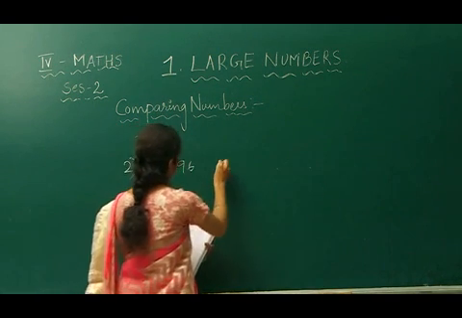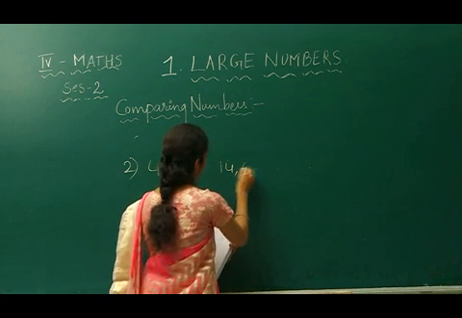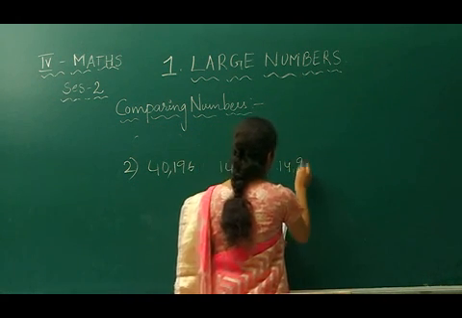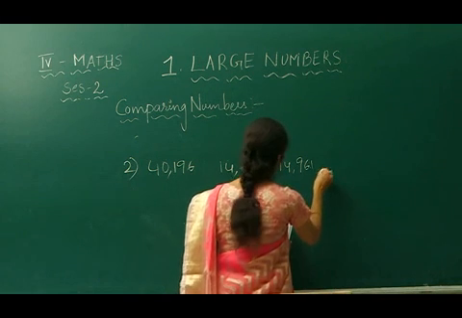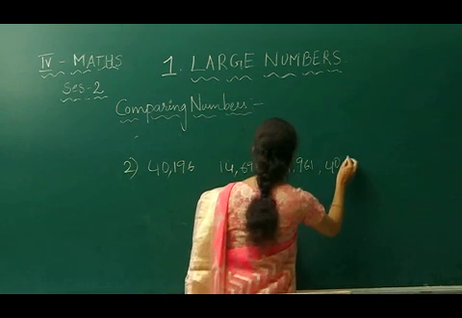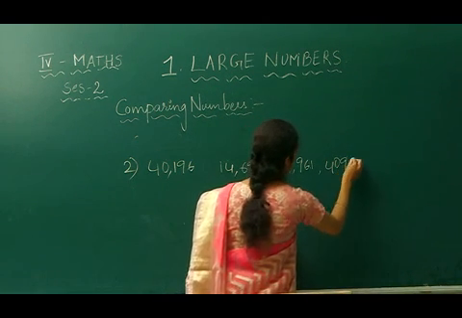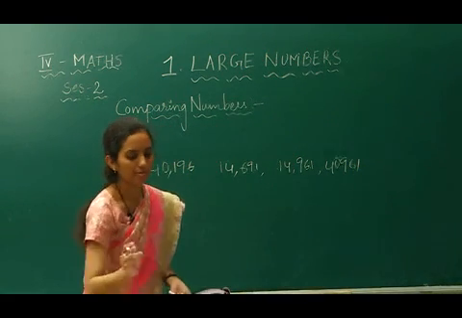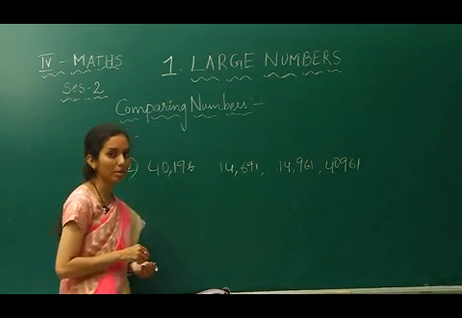40,196, 14,691, 14,961, 40,961. Okay. So, the numbers are a little bit confusing.